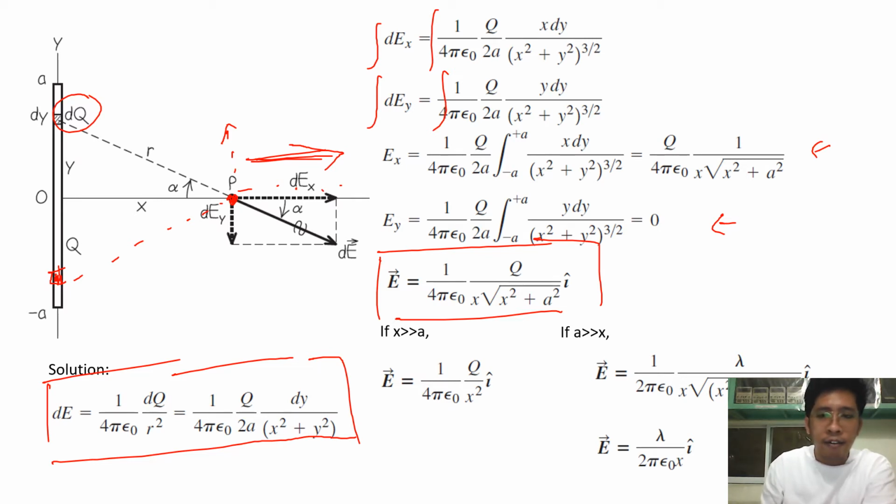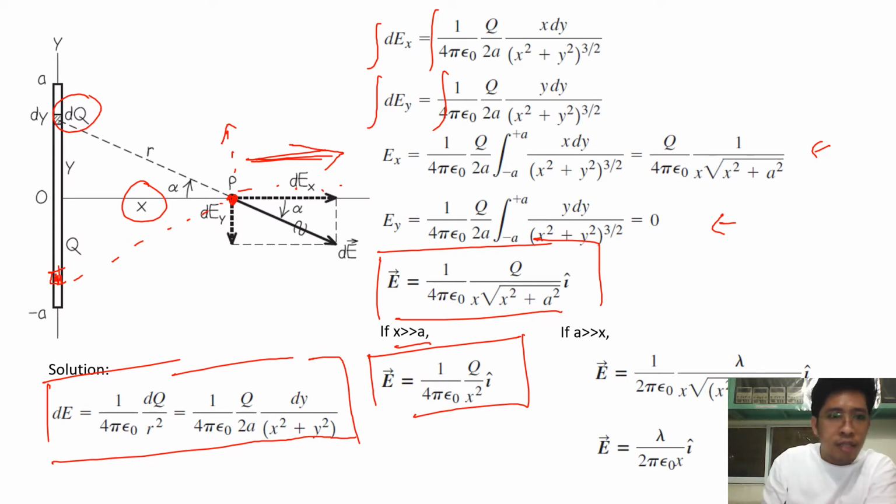If instead you want x to be very much greater than a, meaning this x here is very far from your line charge, you get this electric field. Meaning, if we are very far away from this line charge, say for example some kilometers away, what is experienced at the field point is just something like a point charge, as you can see here. This is similar to the electric field of a point charge.